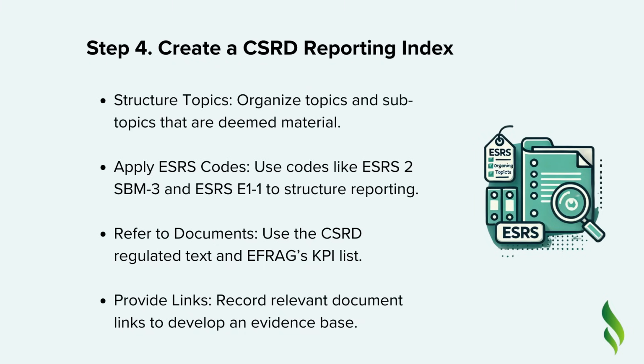Step 4. For each of the defined material topics, and where relevant, the subtopics and sub-subtopics, create a clear internal structure for reporting using the ESRS disclosure codes, such as ESRS 2, SBM 3, and ESRS E1-1, to help you identify your reporting requirements. During this stage, there are 2 key documents you should refer to. The first is the CSRD's delegated text, and the second is the draft list of KPIs released by EFRAG, the European Financial Reporting Advisory Group. I'll include links to both in the show description.